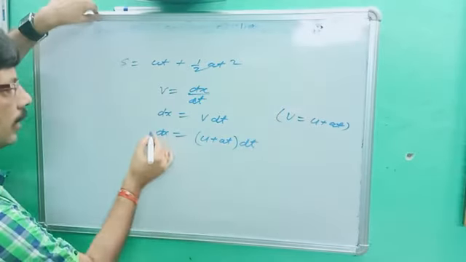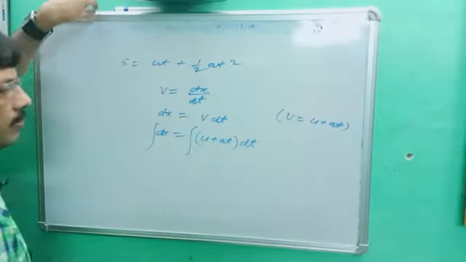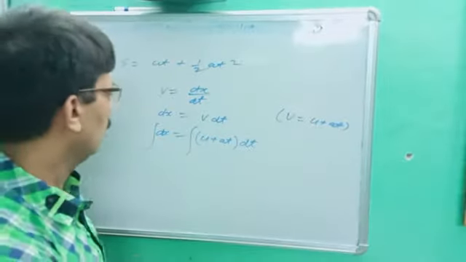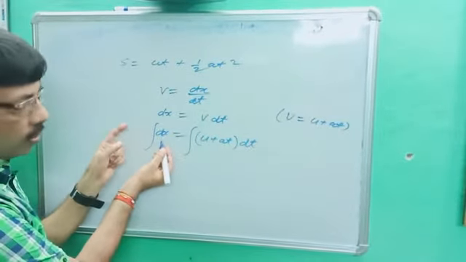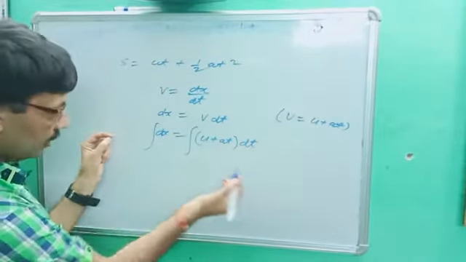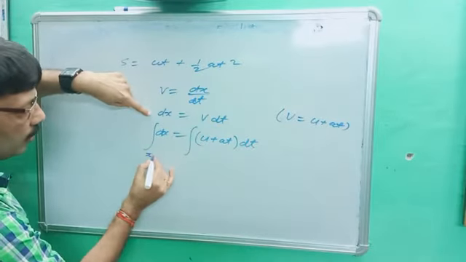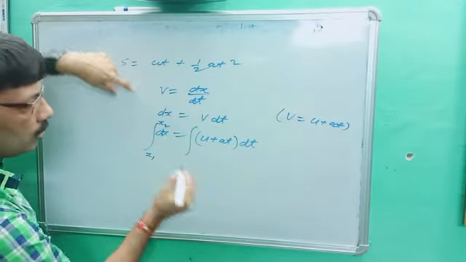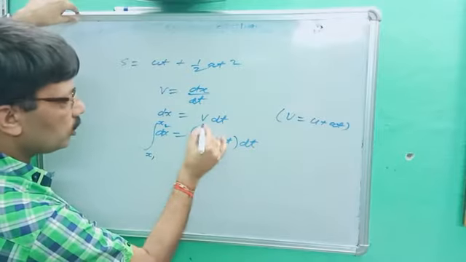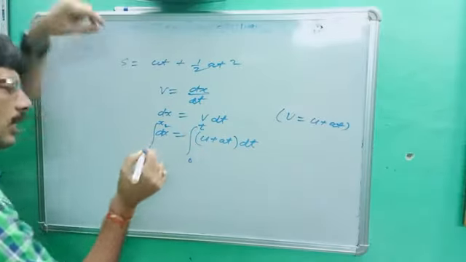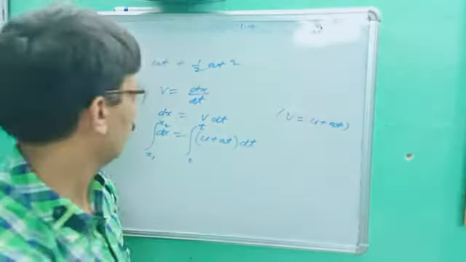v is equal to u plus at into dt. Integrating both sides. What will be the limit? You better know, no need to tell additionally. Here dx is given, it will be from x1 to x2. Here dt is given, you have to take from 0 to t, or from t1 to t2 as well. You can take. Okay, now integrate it.